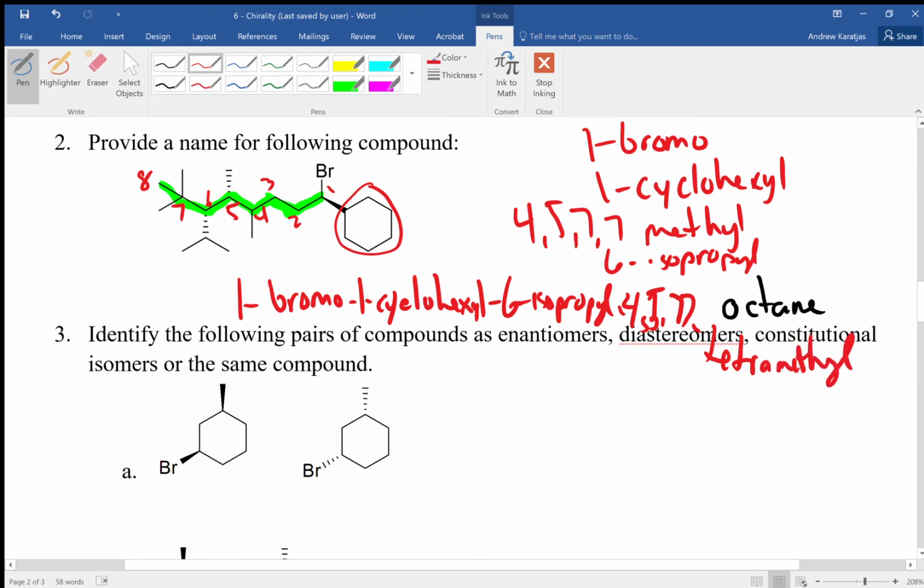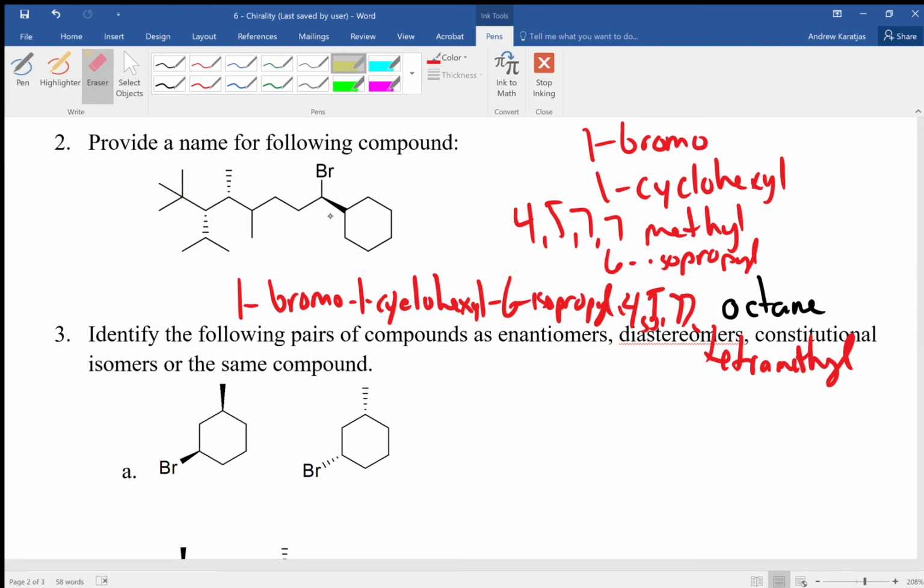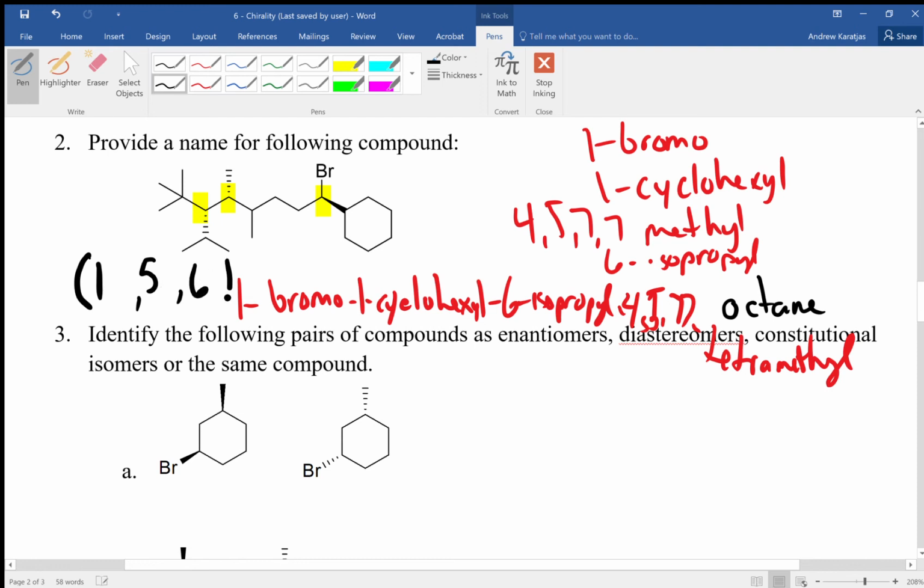Are we done? Not yet. We still have to determine the stereochemistry of each of our chiral carbons. And those are located at 1, 5, and 6. So our first carbon, highest priority is the bromine, second is the ring, 3 is to the left, that's R.